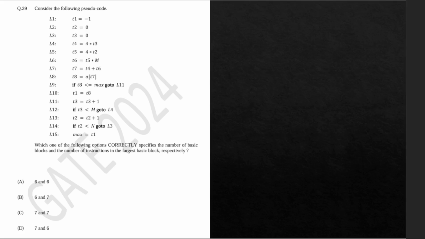A pseudocode is given to you. You have to read the pseudocode properly, and you have to get the answer correct, which is specifying which of the following options correctly specifies the number of basic blocks and the number of instructions in the largest basic block respectively. So this is a compiler design question. Alright, everyone. Giving a minute more, solve this.